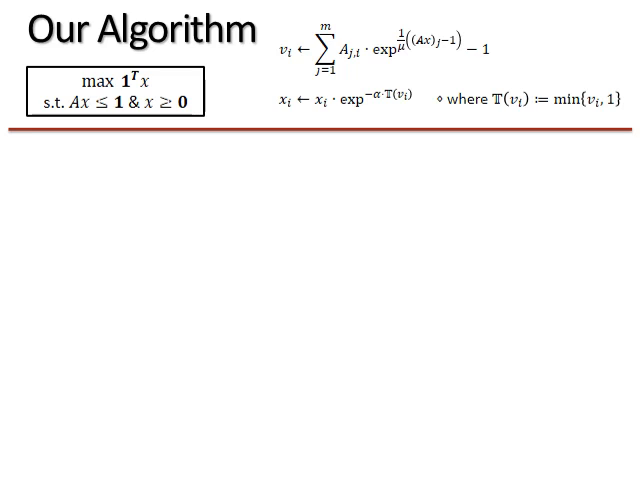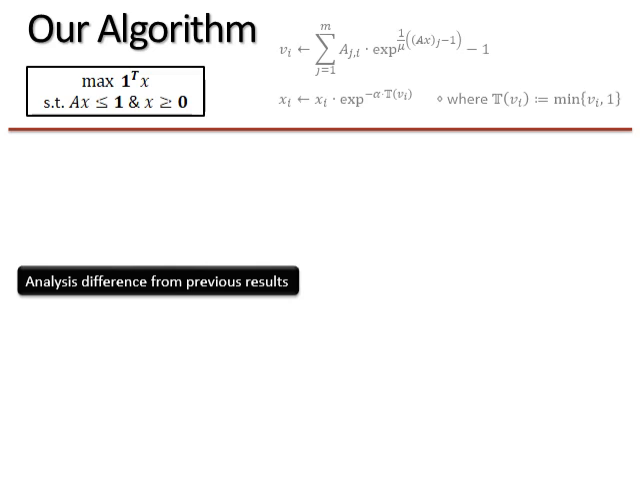Now let me make an important remark. So far I have told you how the algorithm looks. What is really complicated behind it is the convergence proof. I want to claim, before I go into any technical detail of our proof, that our analysis is very different from all the previous results in the following sense.